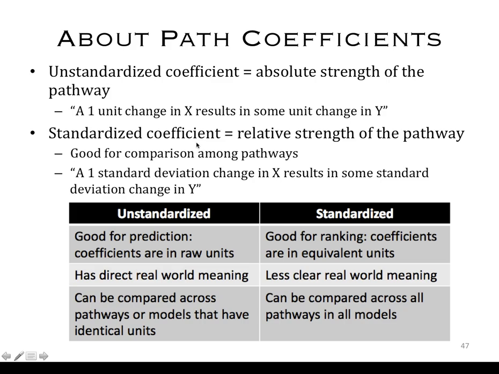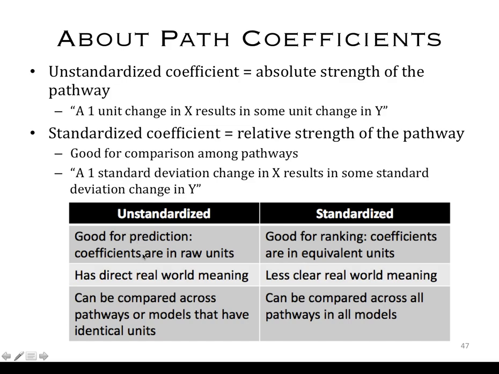And for a standardized coefficient, what those really tell you is the relative strength of the pathway. So it's good for thinking about which of the arrows in your structural equation model is the most important arrow, or which ones are more important than others. So they're good for comparisons among pathways. The definition is not really that useful in any other interpretive way. It's defined as a 1 standard deviation change in x results in some standard deviation change in y, whatever that number on the path would be.